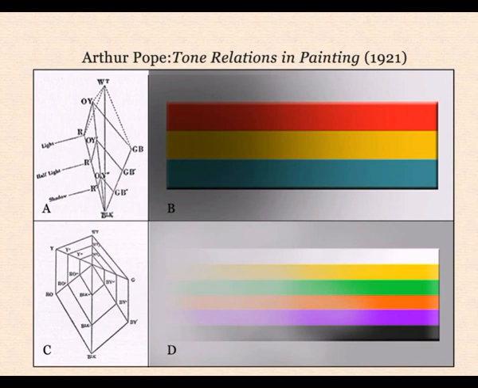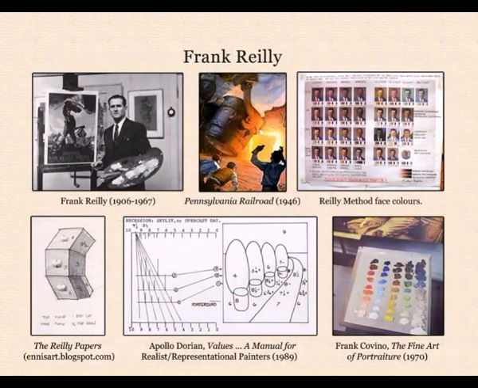The diagrams on the left here by Arthur Pope from 1921 conceptualise the effect of changing levels of illumination and of a greyish atmospheric mist on the appearance of an array of uniformly coloured stripes. On the right we see realisations in Photoshop of the relationships postulated by Pope.